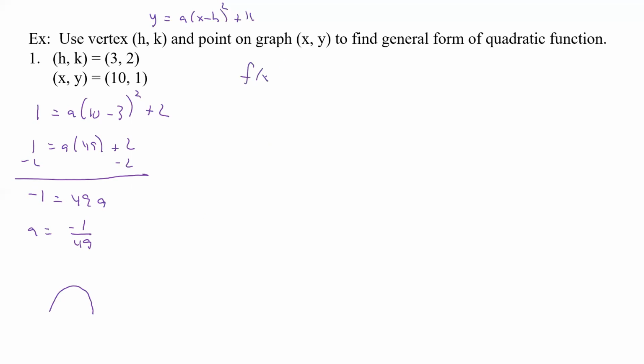And so f of x equals that -1 over 49. And again, we don't care what the a is. That's just what a is. And then we have (x minus 3) squared plus 2. So that is our standard form. So if they'd asked us for that one, we're done. But they didn't. They asked for the general form.